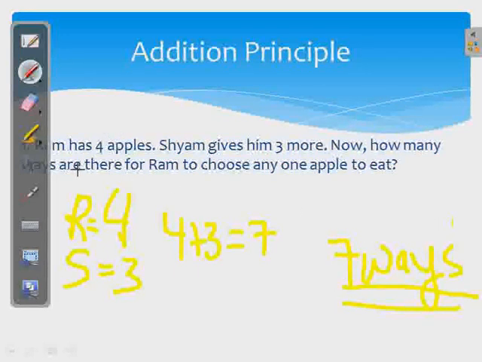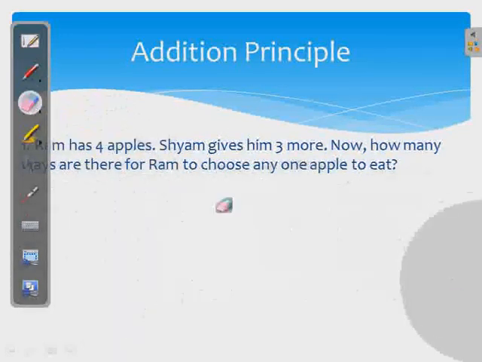If we have 2 sets and there are no intersections, then we add those 2 sets like we have done here. Ram has 4 apples and he got 3 more, so he has now 7 apples, and so he has 7 ways to choose any one of the apples he has. So this is the principle of addition.